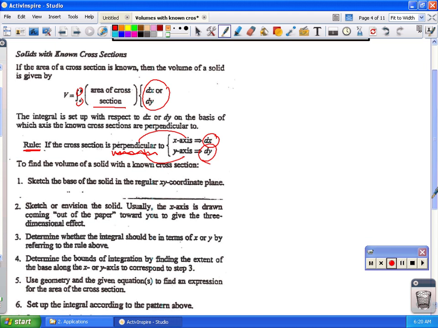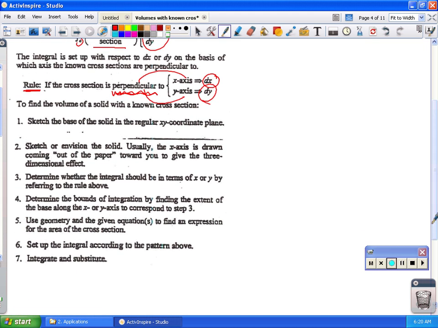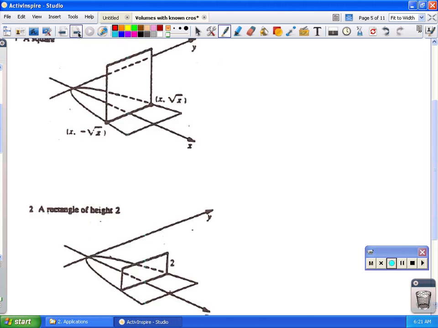All right, you can read through this on your own, but I'm quickly going to read it with you. To find the volume of a solid with a known cross section, the first thing you're going to do is sketch the base of the solid. The base is like what I talked about as the plate. Then you're going to sketch or envision the solid. Envisioning the solid depends on how good you are three-dimensionally, but that's not the most critical thing. You're going to determine whether the integral should be in terms of x or y, determine the bounds, use geometry, set up your integral, and integrate. You can refer back to this page if you get stuck.